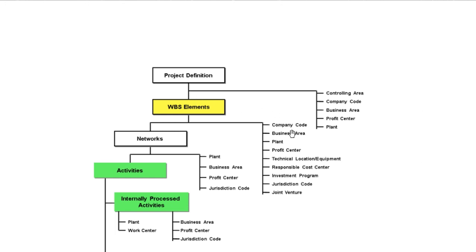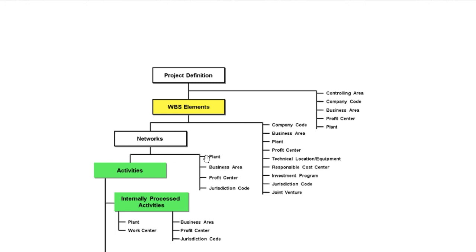And in the WBS elements, again, you have company code, business area, plant, profit center, and here you also have the equipment or technical location details, responsible cost center, investment program, jurisdiction code, and joint venture details. If a joint venture is part of the project, then the joint venture details can also be used from the organization structure point of view in the WBS elements.